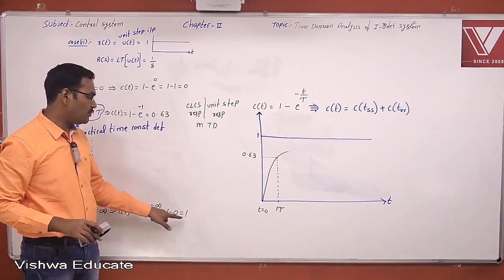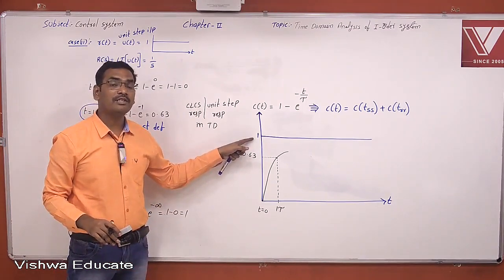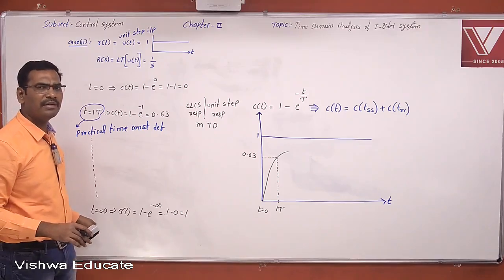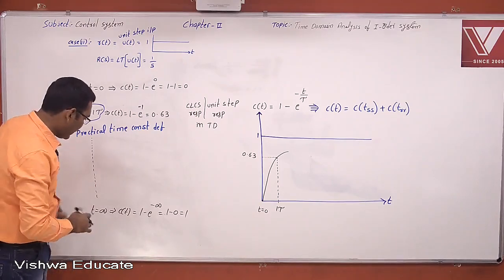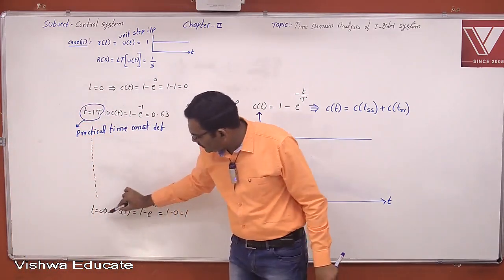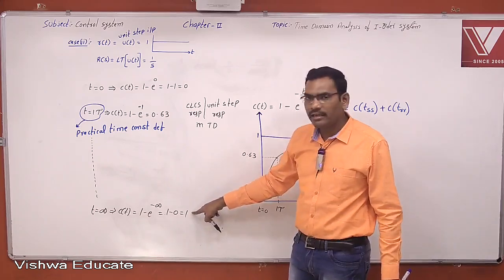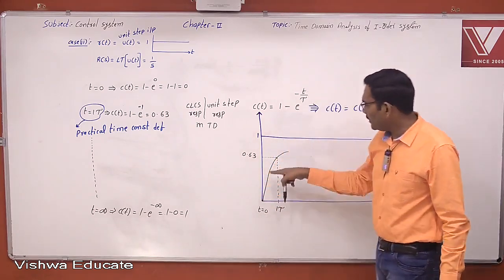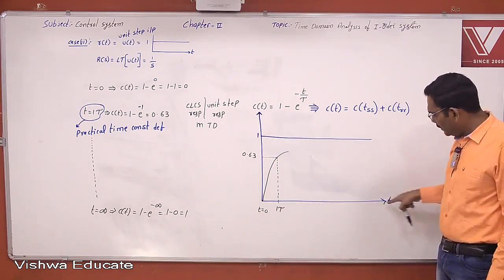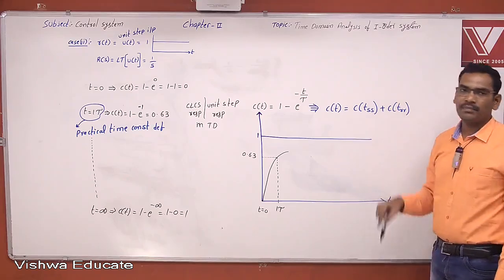Now the response reaches the final value. The response reaches the final value with a time of infinity. How much time will it take? The response will take infinity. Now students, you see here, the response will take an infinite amount of time such that the response will reach the final value. Then only this response will reach the final value.